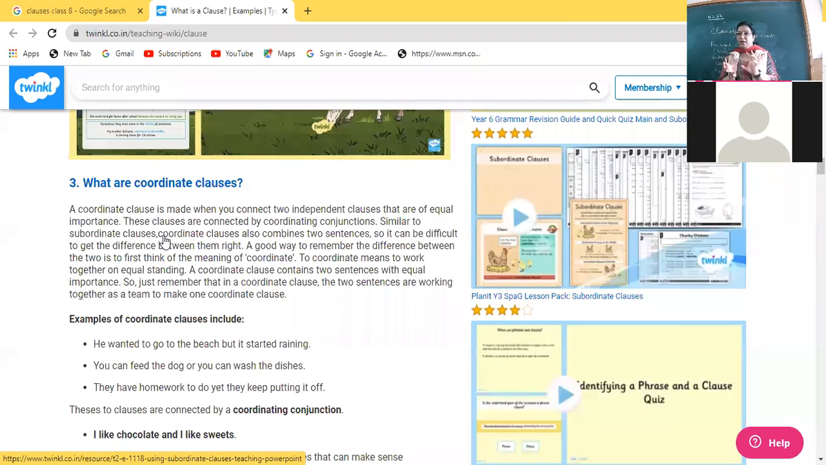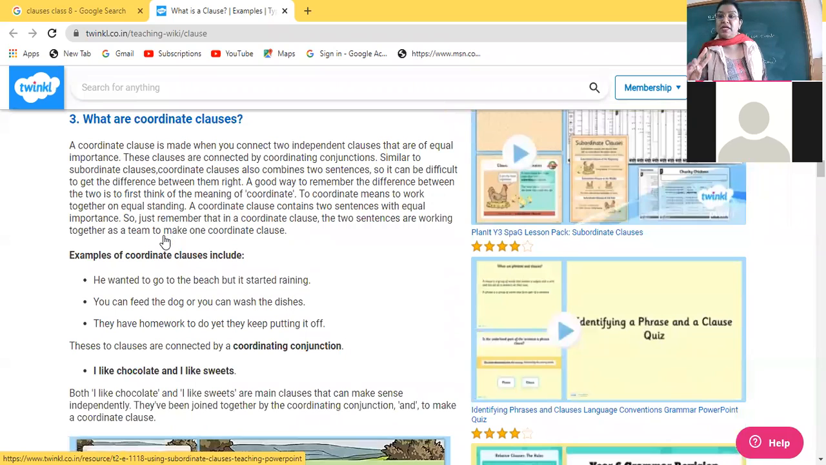Okay, but yes, the subordinate clause, it cannot be on its own, or the dependent clause, right, as we have discussed. Now, coordinate clauses also combine two sentences. So it can be difficult to get the difference between them, right? They both are same, they both are equal, they both are meaningful. Now it is here, what is coordinate? Join them. Let's work together. So these two, they work together to make it meaningful. Okay, right. Now in a coordinate clause, the two sentences are working together as a team.